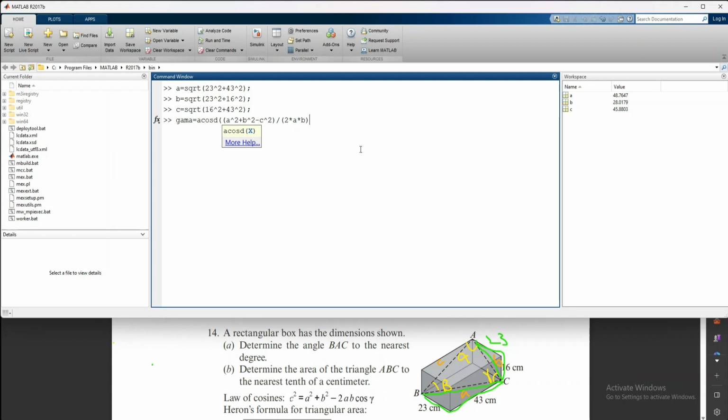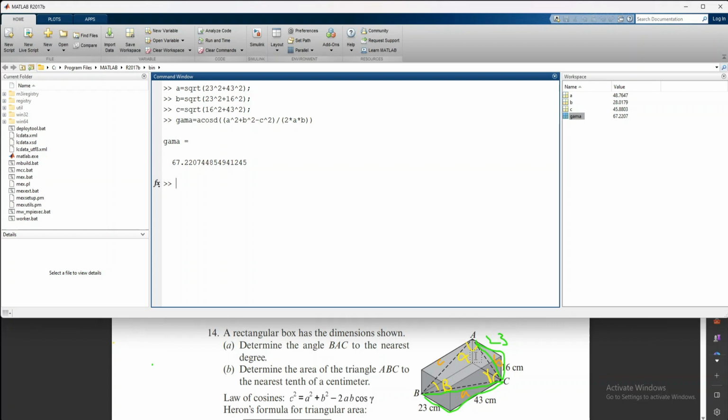You can look here. I just send this minus 2ab to the other side, it becomes plus 2ab, and c transfers here. That becomes a square plus b square minus c square, and 2ab is transferred to divide, so divide by 2ab, and enter. Gamma is here now.